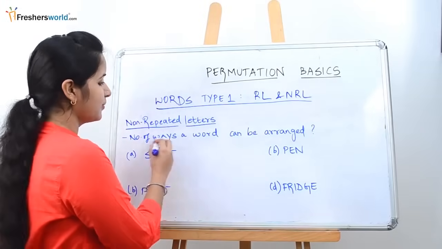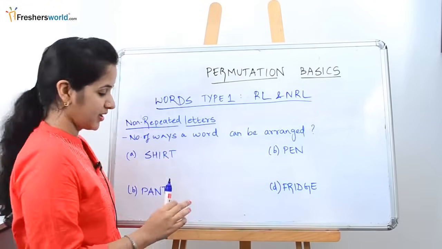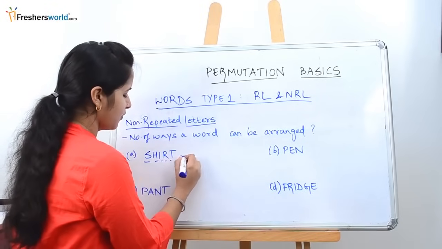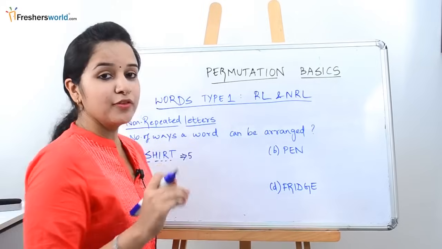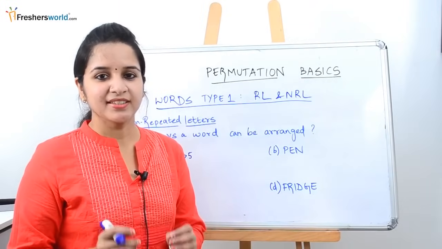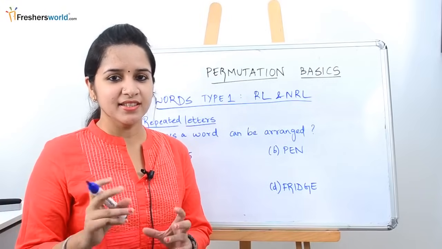The question is: number of ways a word can be arranged. They have given the word shirt. How many letters are there? 1, 2, 3, 4, 5. So 5 letters are there. If you have watched our basics video, we dealt with an example as ABC. The number of ways ABC can be arranged is 6 ways.